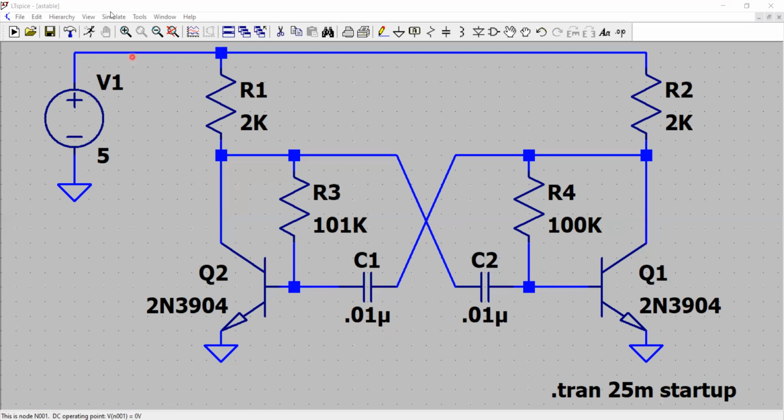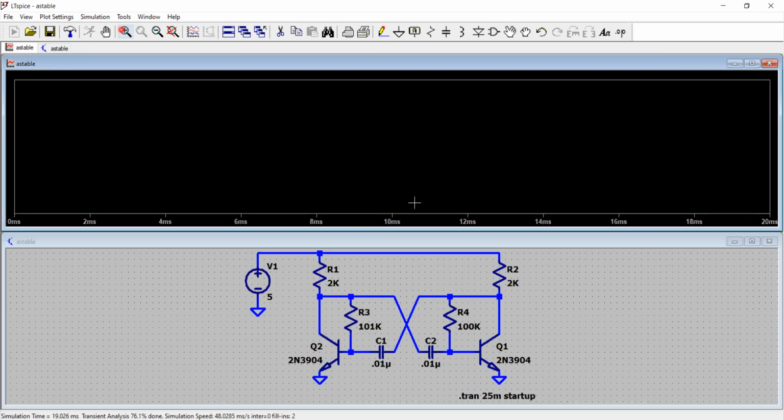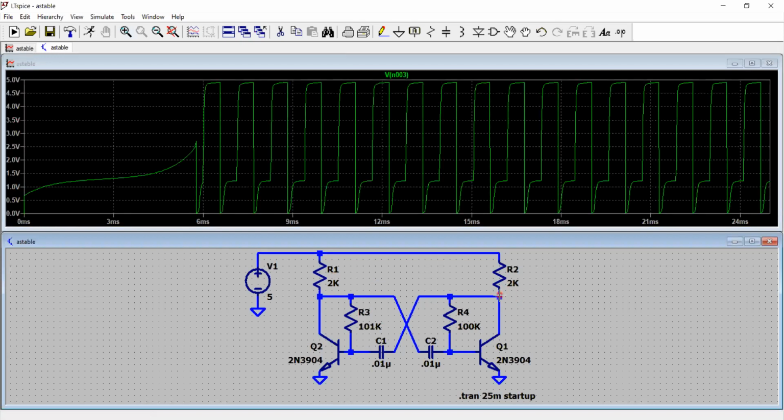So let us simulate this circuit. I will click simulate and then click run. And now the waveform has appeared. I can click at this node, which is the output of the first stage, and at this node I will have another output. So both will be phase shifted to each other. So let me click it here. Look at this, the voltage at this node, that is the collector of transistor Q1. I have this pulse waveform that is coming here.